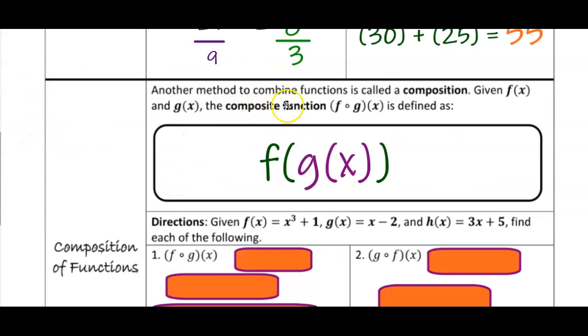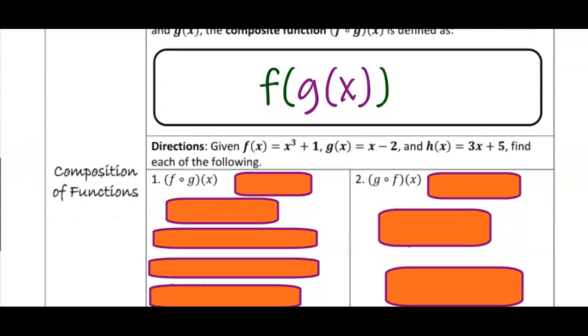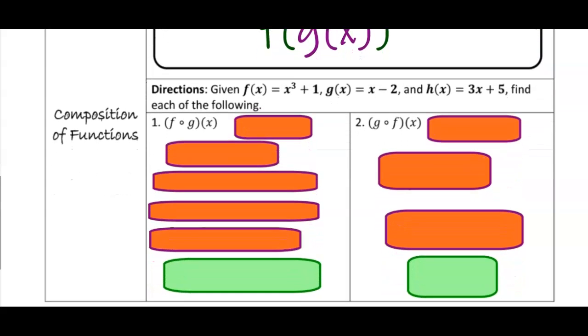So another method to combine functions is called a composition. So this is a new method. Given f of x and g of x, the composite function looks like this, f open circle g of x. And that's defined as f of g of x, meaning you are plugging in g of x into the function f of x. So let's look at a few examples of that. It is very important that you pay attention to the order.